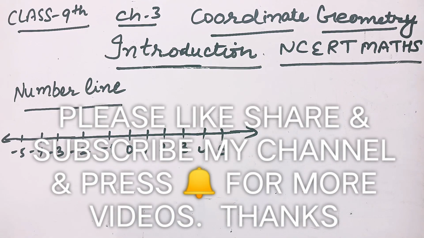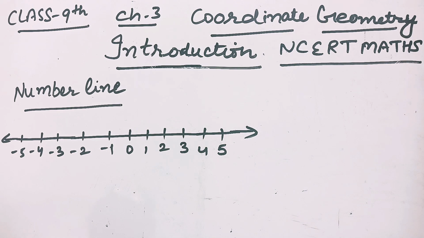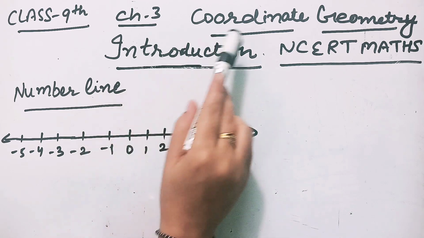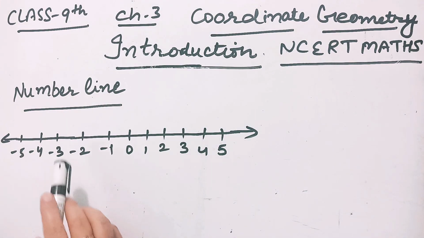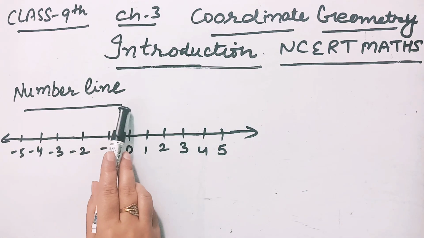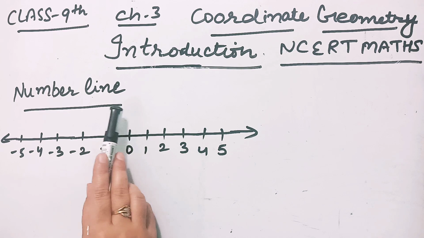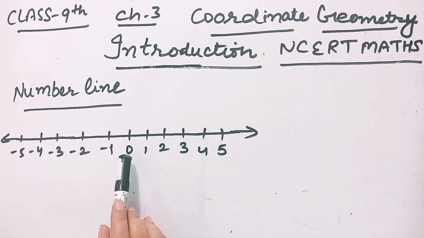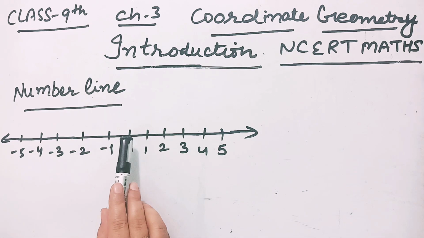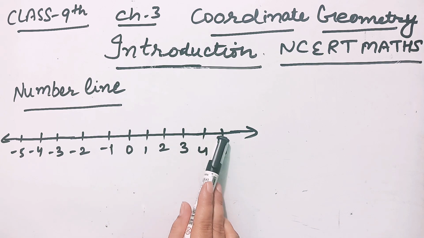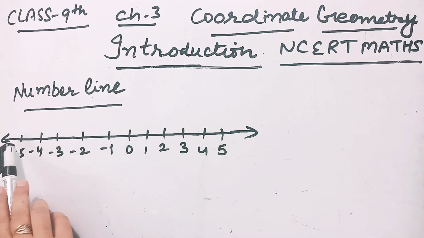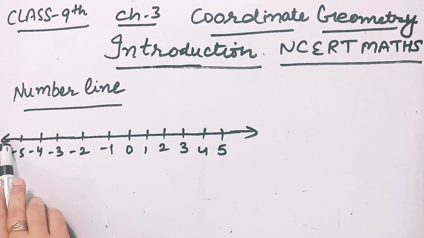Today I am teaching in this video chapter 3 of class 9th NCERT Math, and the chapter name is Coordinate Geometry. I am telling you firstly the introduction of this chapter. As you have studied in previous classes, the number line. What is a number line? The main point is the origin, and the right side of the origin is positive numbers and the left-hand side of the origin is negative numbers.